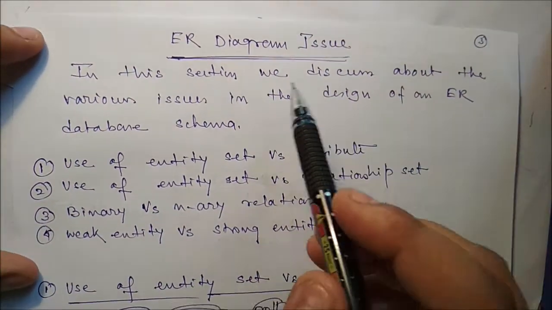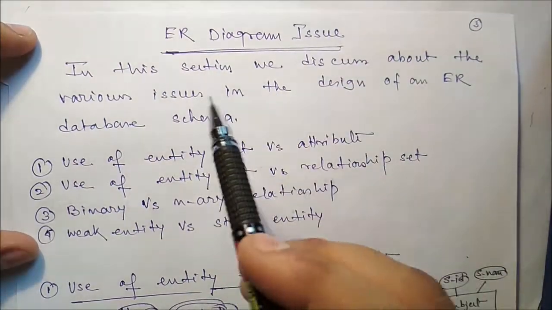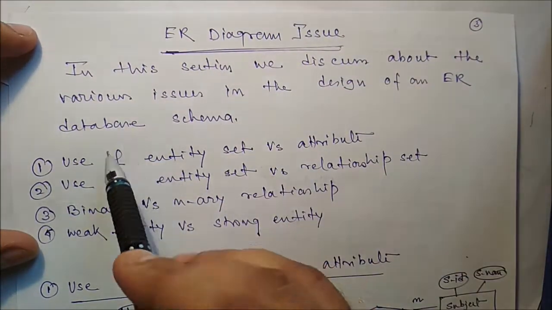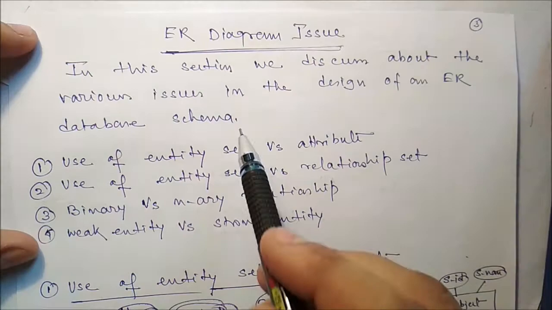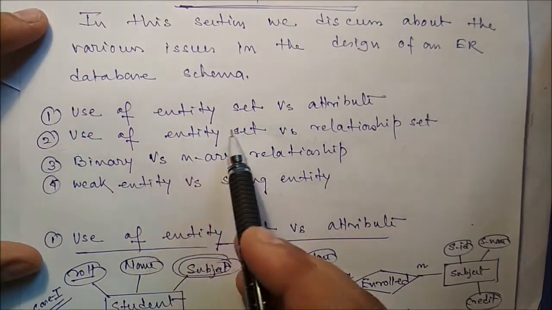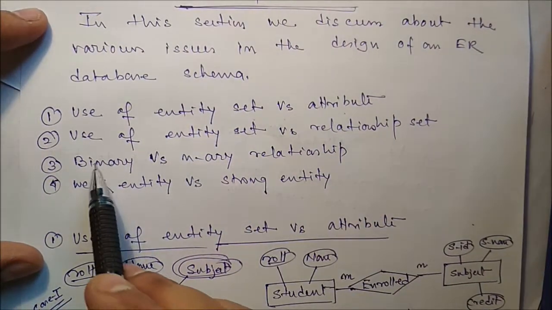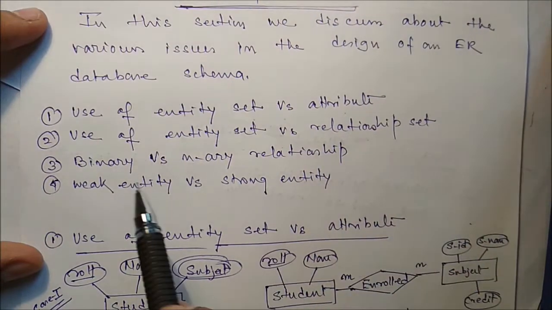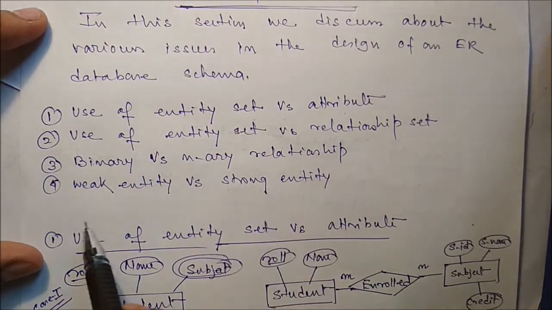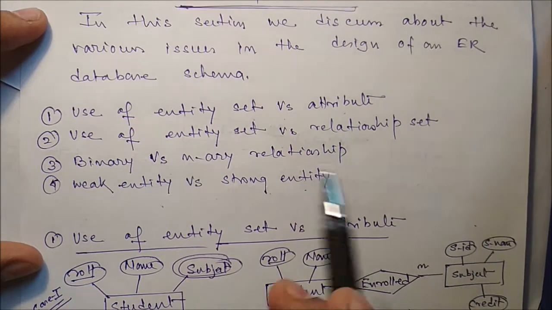In this video we'll talk about ER diagram issues. Now in this section we discuss the various issues in the design of an ER database schema. We'll talk about use of entity set versus attribute, use of entity set versus relationship set, binary versus n-ary relationship, and weak entity versus strong entity.